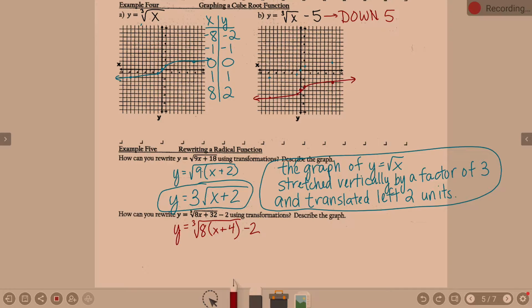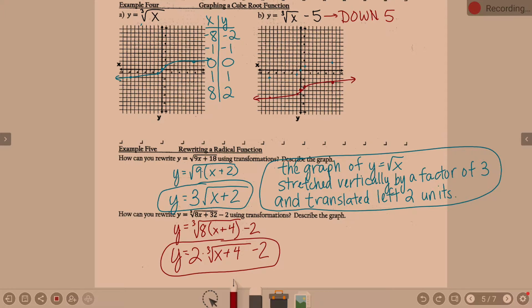Good news here. The cube root of 8 is 2. So I'm going to rewrite this as 2 times the cube root of x plus 4, minus 2. Look for that GCF under the radical. Once you see that GCF under the radical, it's pretty easy to figure out from there, because it's designed so that the GCF is a perfect cube in this case, or a perfect square in the last case.